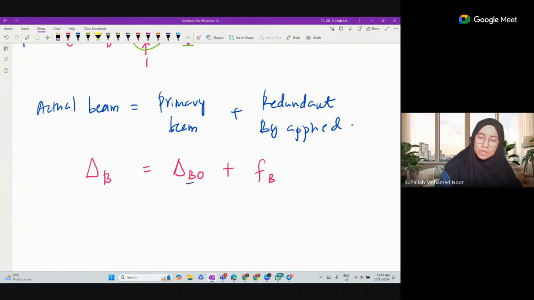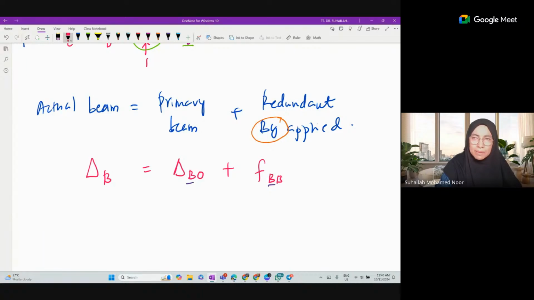The first notation refers to the position. The second notation refers to the type of beam. For redundant BY applied, we use the B label, so it is to be put here. So we have delta for all three structures.